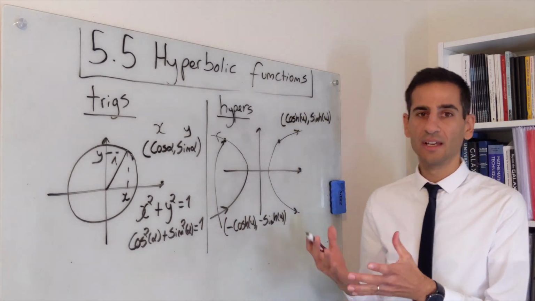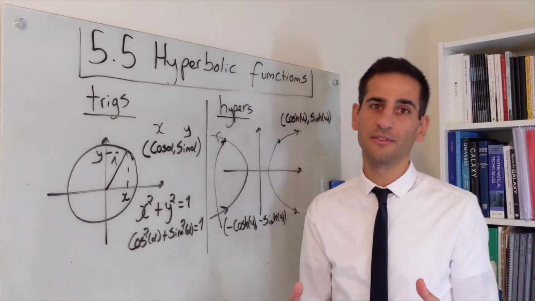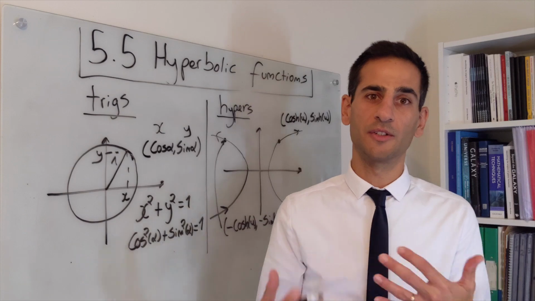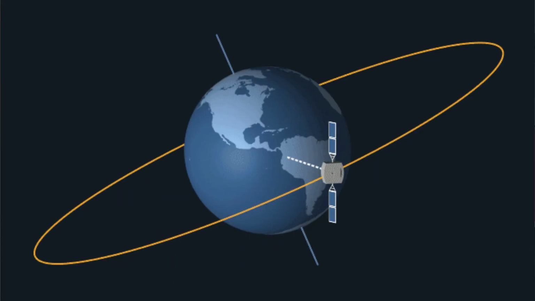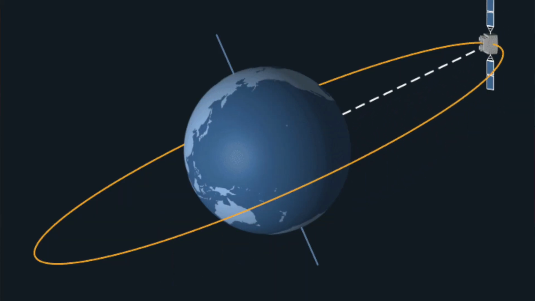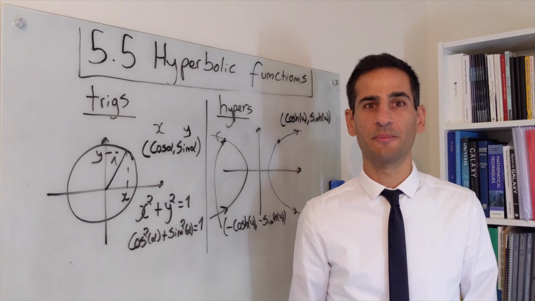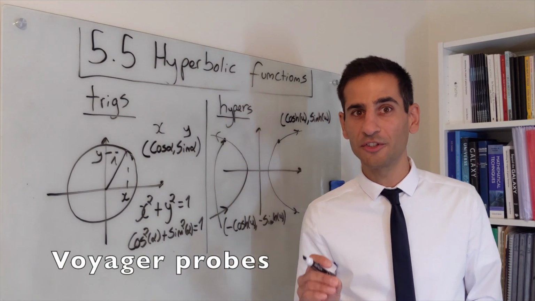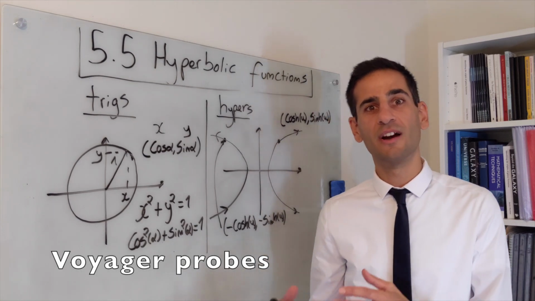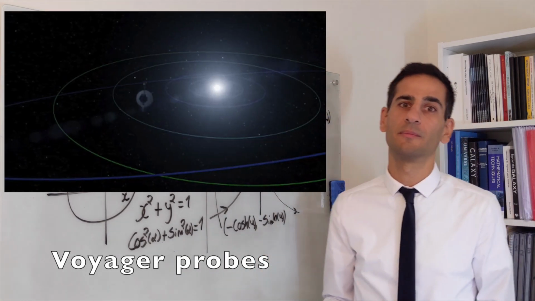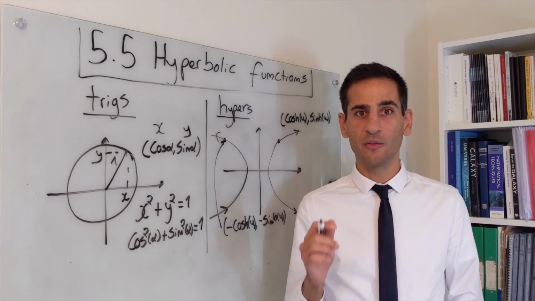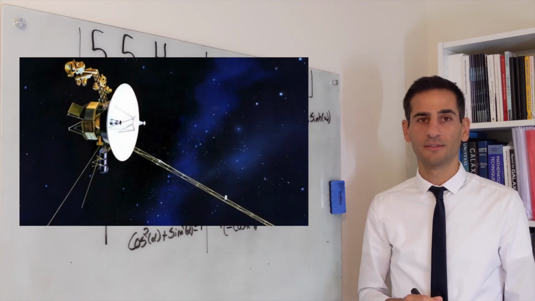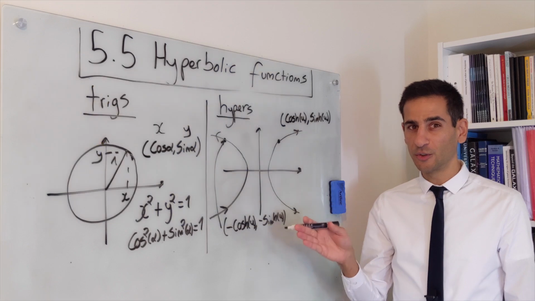Now, because of this, it means that you will encounter hyperbolic functions not only when you're solving differential equations, but also when you look at a lot of problems in physics. And perhaps the most impressive and spectacular hyperbolic orbits ever achieved by something made by humans are those that are being undertaken by the Voyager probes. Voyager 1 and Voyager 2.